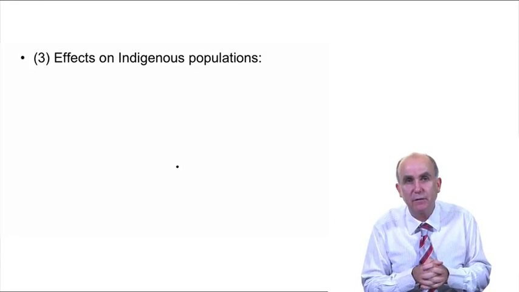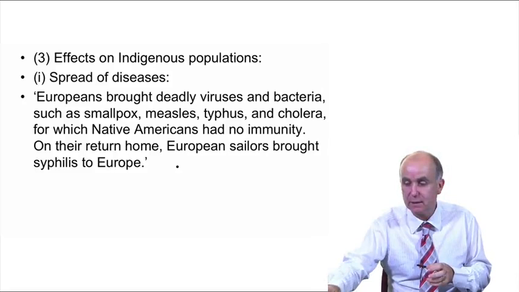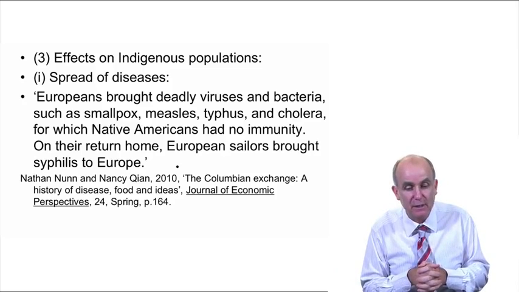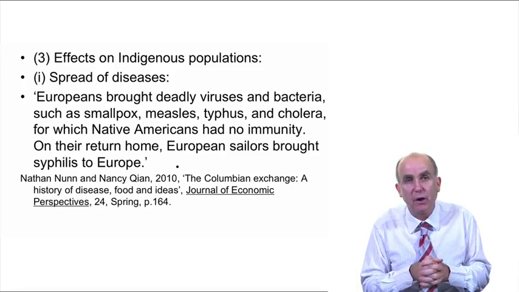There were also significant effects on indigenous populations from European contact. One effect was the spread of diseases. This quote from Nathan Nunn and Nancy Qian points out that Europeans brought deadly viruses and bacteria such as smallpox, measles, typhus and cholera, for which Native Americans had no immunity. And so during this period, there were very high death rates amongst, for example, the American indigenous population from having these diseases brought to the Americas by European populations.